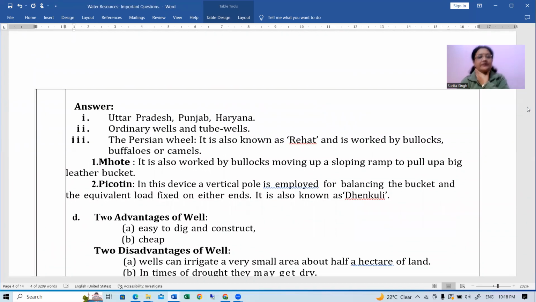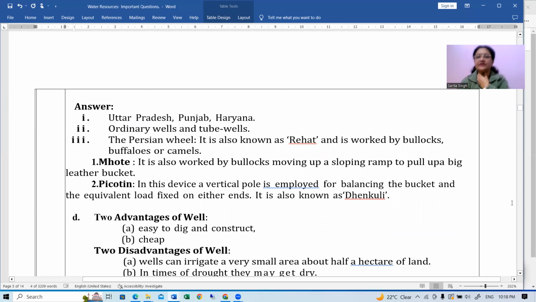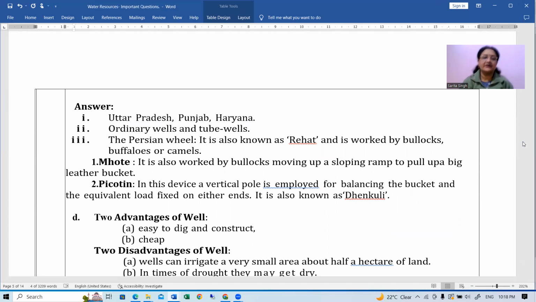Now, the two advantages of wells are basically, if you are talking about this one, the advantages are that wells are quite easy to dig, right? Then these are quite cheap also.